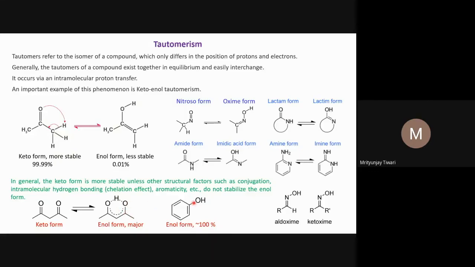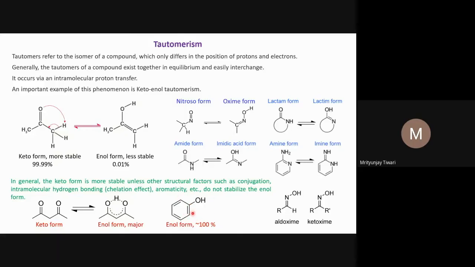Another effect that increases the stability of the enol form is aromaticity, and this example we see in the case of phenol. Suppose this is an enol form, en and ol, and the corresponding ketone form will be what? This will be O, and this group will be a CH2 group, and there is no double bond between this carbon and this carbon atom. However, what we see is that this ketone or keto form is very less stable, and almost all the structure will be there in the form of the enol form, and this is phenol.